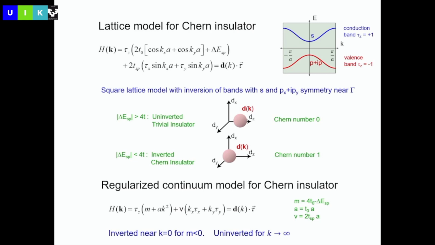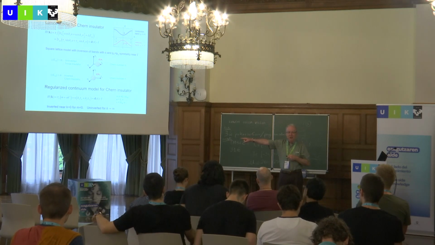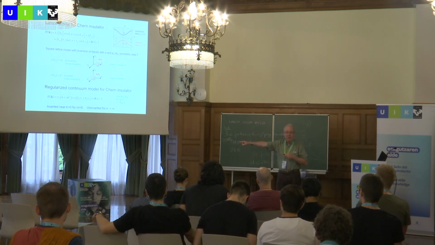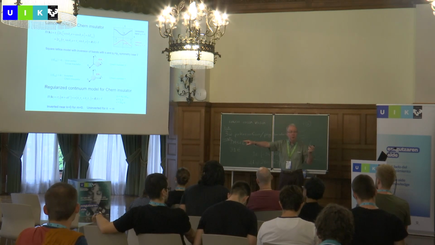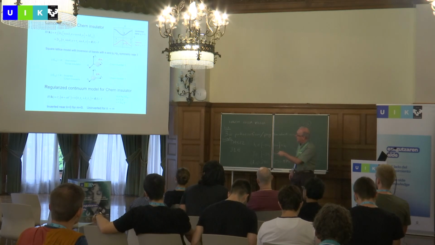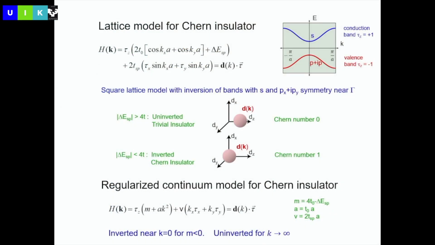And so if you do that, then when this delta E is very large, it's uninverted, and it's just a trivial insulator. But then as you let delta E get smaller, these bands cross each other. And what you can see is that if you think of this Hamiltonian as describing a vector D dotted into the Pauli matrices, then in the uninverted case, D is basically always in the z direction, so it doesn't sweep out any solid angle as a function of k in the two-dimensional Brillouin zone. But in the inverted case, the D vector as a function of k in the two-dimensional Brillouin zone sweeps out the entire sphere.